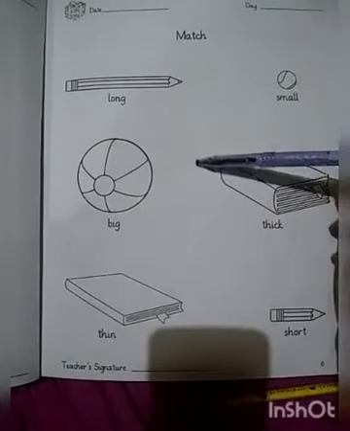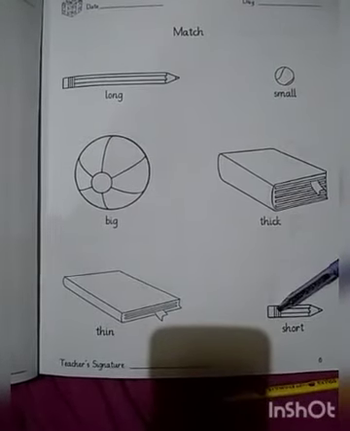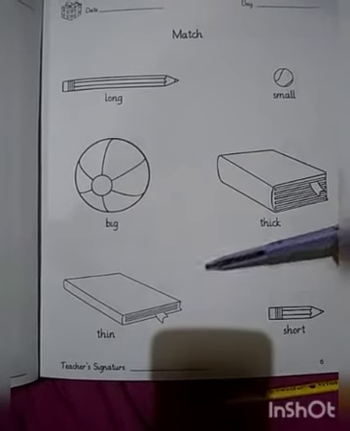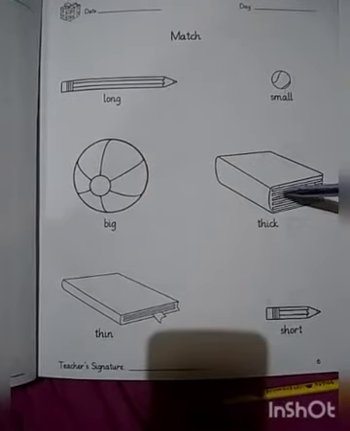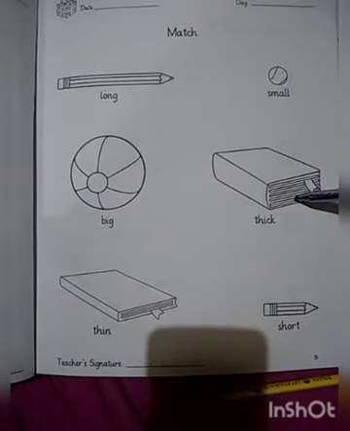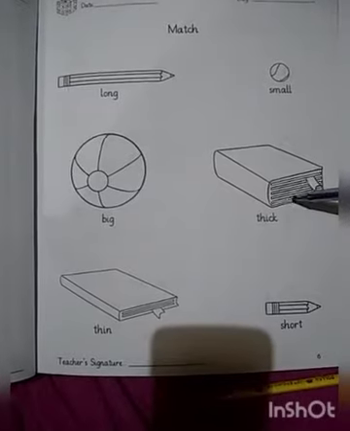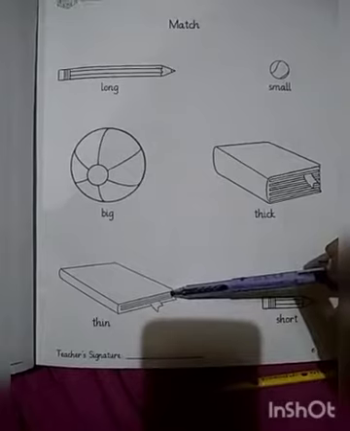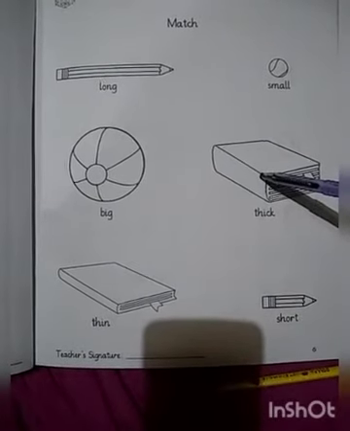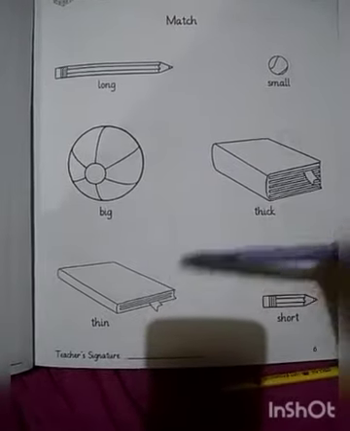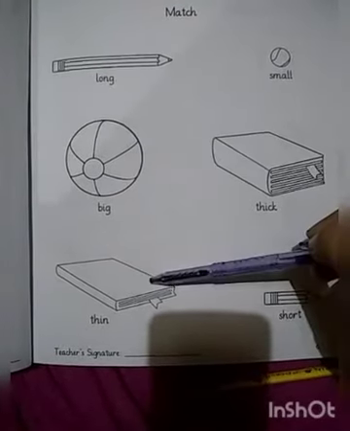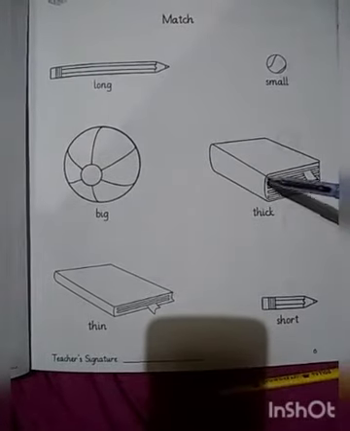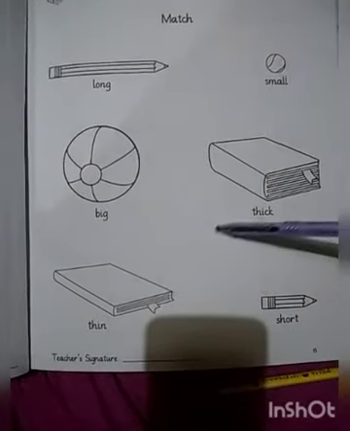Long pencil and this is short pencil. This is thin book and this is thick book. See, lots of pages are there. कितने ज़्यादा pages हैं इस book के और इसके कितने थोड़े से pages हैं, है ना? This is thin book and it's thick. Thin, thick. Match thin to the thick.